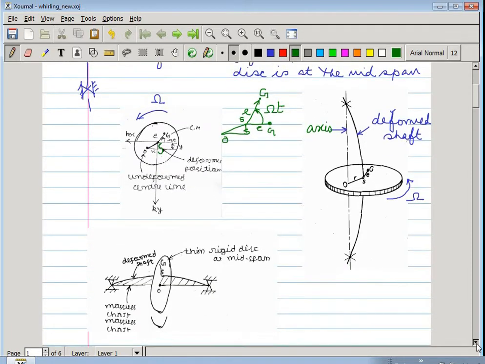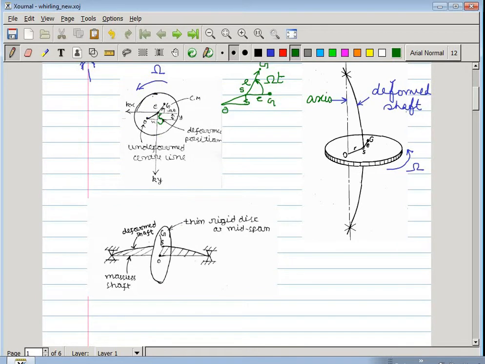And now again, this is the figure for the horizontal shaft. So this is the deformed shaft. This is a thin rigid disc, OS, SG. This is the undeformed center line of the shaft, or axis of rotation.